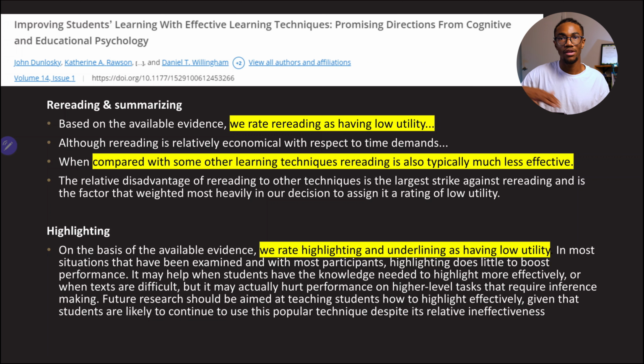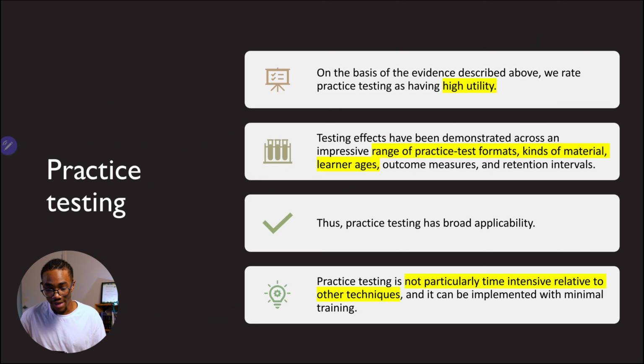Rereading and summarizing. Again, this is covered in Ali Abdaal's video, which I will recommend you watch. I'll also link it. Based on what we've seen in the evidence, rereading is low compared with other techniques. Highlighting, low. Practice testing, on the other hand, is very, very high. You can have all types of materials for it. And they say it's not particularly time intensive. So you can do a whole lot more in less time, but still be effective. Anyway, we'll cover this a bit later.